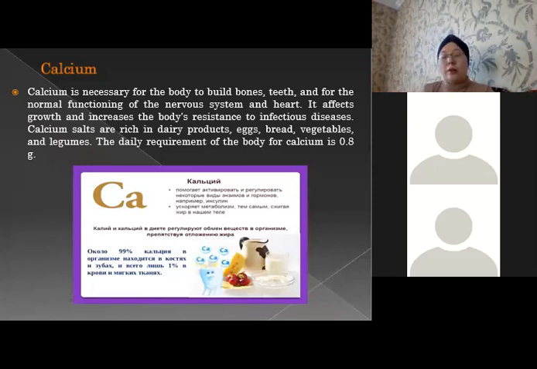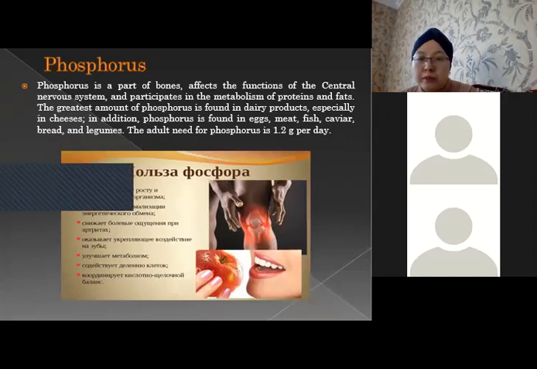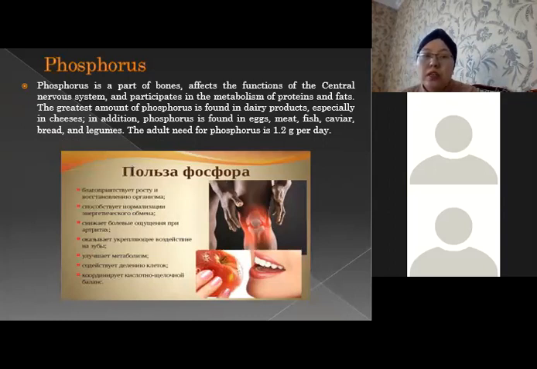This is an approximate number. We will see the different factors which influence it. We are already familiar with which factors can have an effect. Next is phosphorus. It is also part of the bones and affects the function of the central nervous system, and participates in the metabolism of proteins and fat. The greatest amount of phosphorus is found in dairy products.